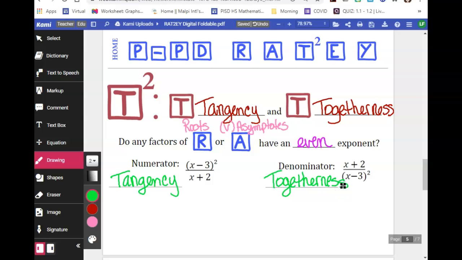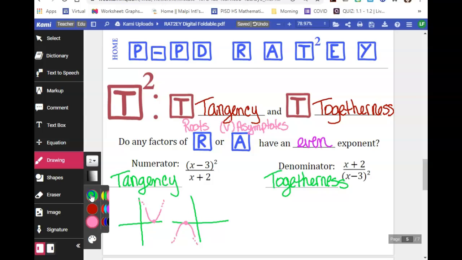Okay, so what does that mean and what do these look like? Well, to do tangency, I'm going to draw 2 little x and y axes here. Okay, and then we know that the tangency is still the bounce. So I can bounce from above, or I can bounce from below, and obviously that's not the whole function. We don't know what else is going on. But that's tangency. It's still a bounce.